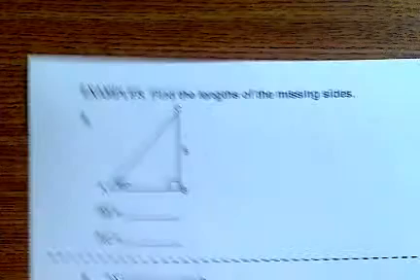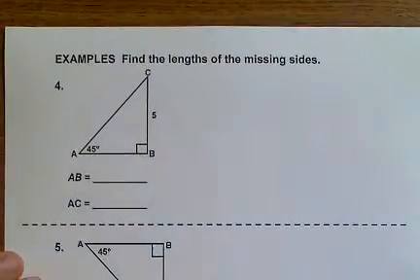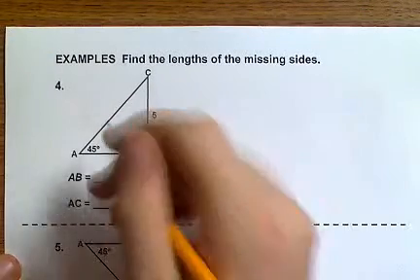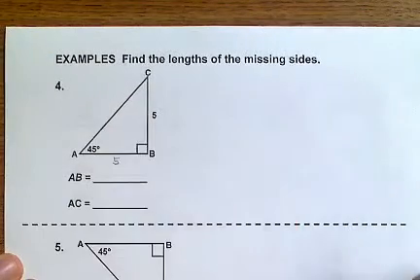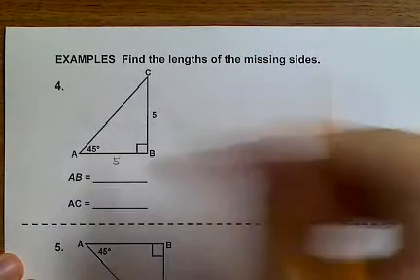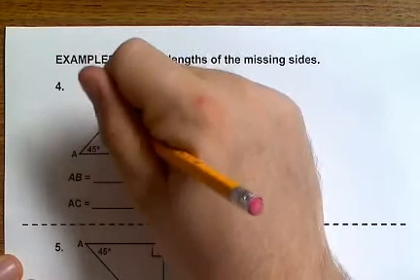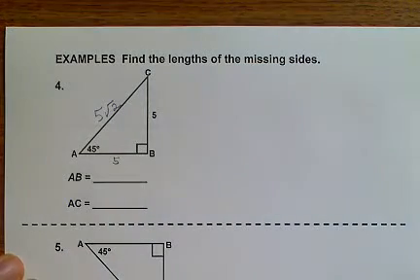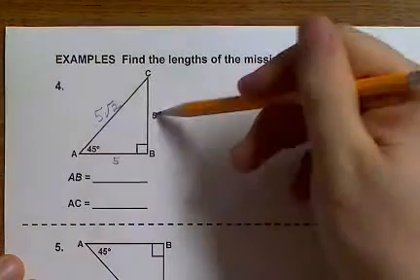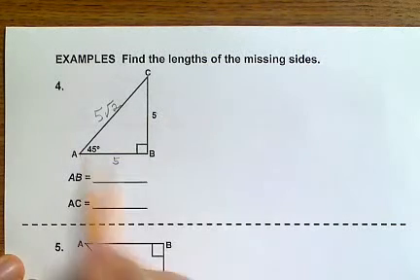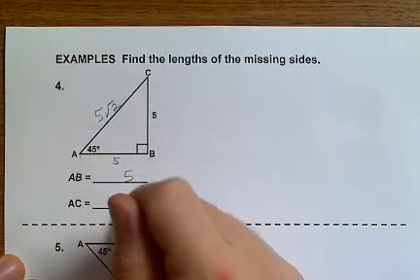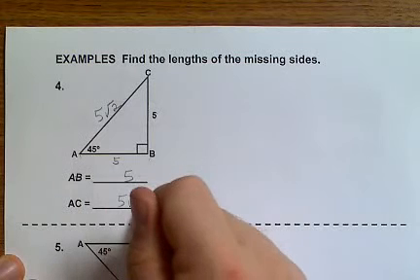So for example number 4, we're given that this is 5, which means that this leg is also 5 because they're the same, which means that our hypotenuse is 5 square root of 2. I've just replaced x with the number 5. So AB is 5, and AC is 5 square root of 2.